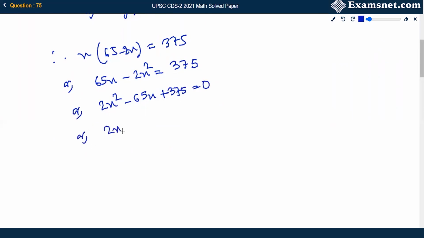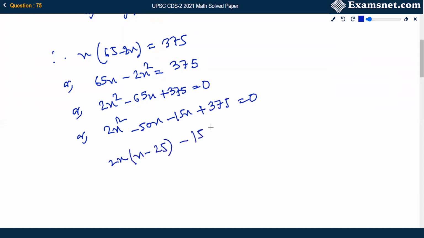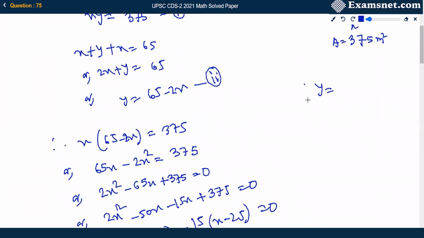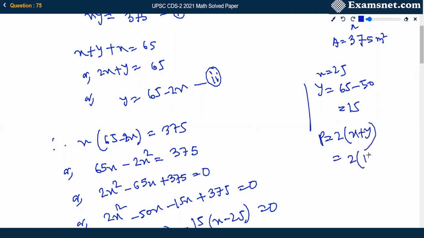So here I am getting 2x squared minus 50x minus 15x plus 375 equals 0. So the factors are x minus 25 and 2x minus 15. So either x equals 25 or x equals 15 by 2, that means 7.5. Now, if I put x equals 25, that means y equals 15. In that case, perimeter, what is the formula for perimeter? 2 into x plus y, length plus breadth. So it will be 2 times 40, that means 80 meter.